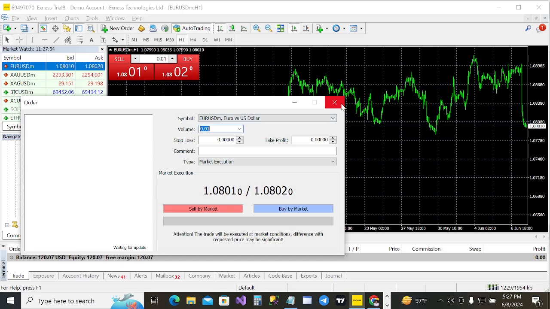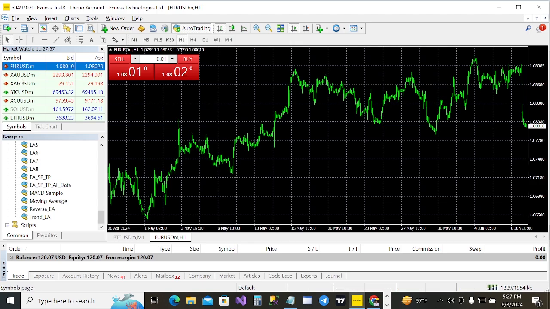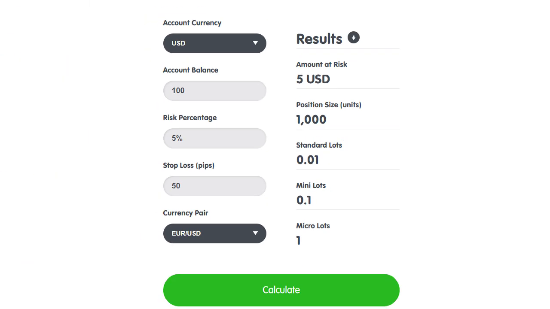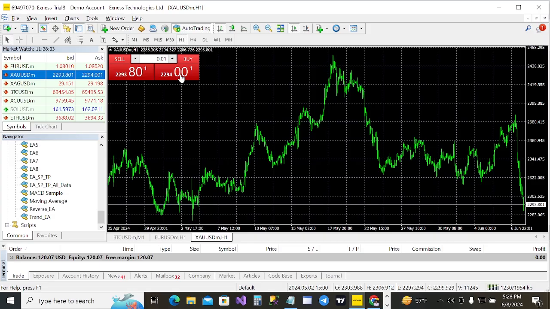Understanding lot sizes is crucial for managing risk and leveraging your trades effectively. The lot size you choose affects your potential profit and loss. For example, a 1 pip move in a standard lot represents a $10 change, while in a mini lot, it's a $1 change. Practical example.